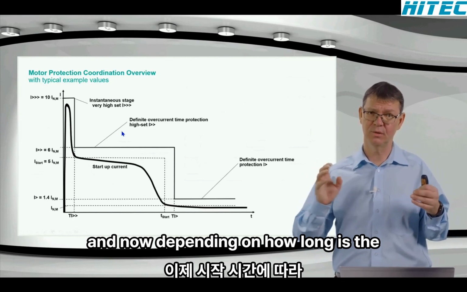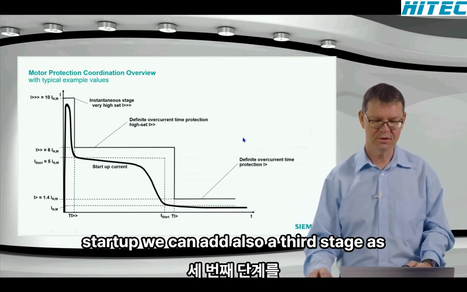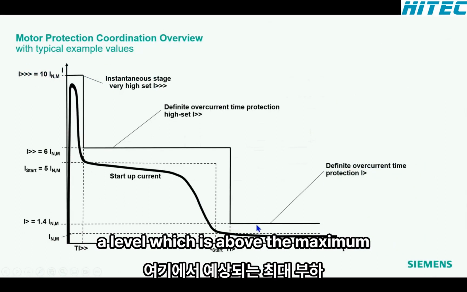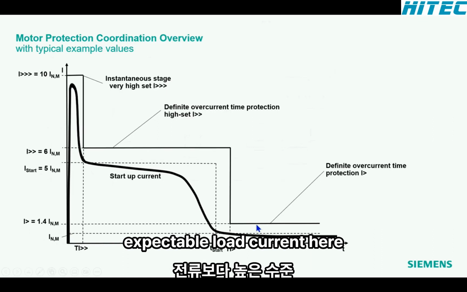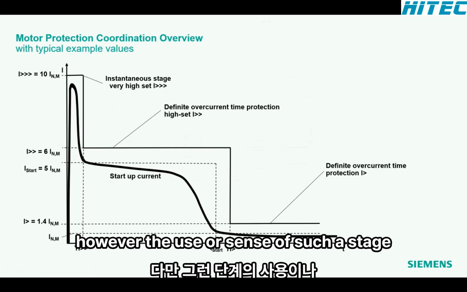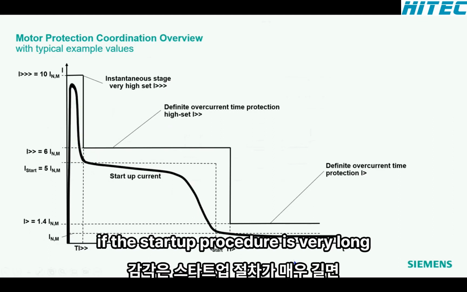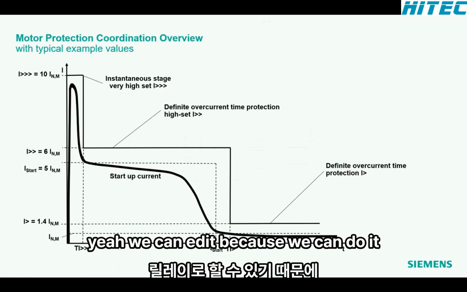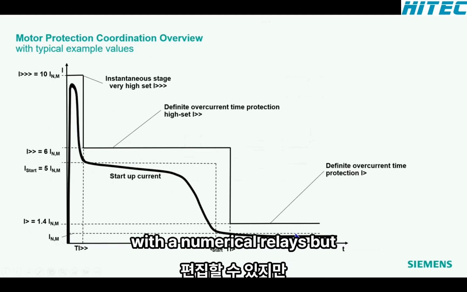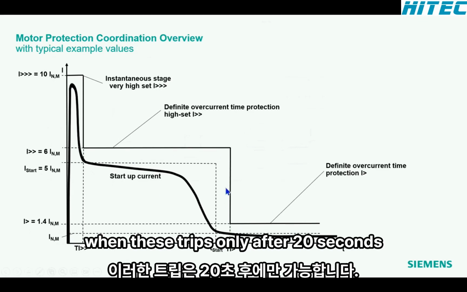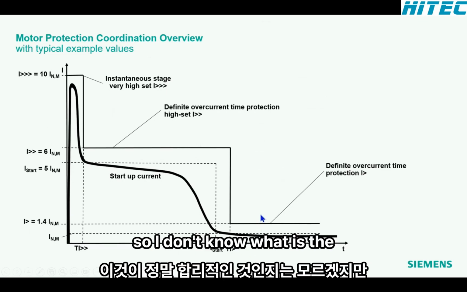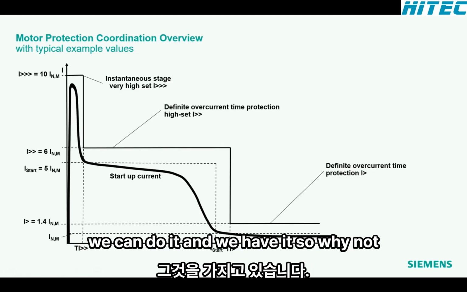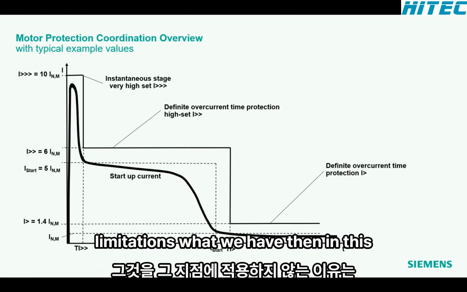And now, depending on how long the startup is, we can also add a third stage as a backup, which we can then bring down to a level which is above the maximum expectable load current. However, the use or sense of such a stage, if the startup procedure is very long, is rather limited. So it is a kind of backup, but we can add it because we can do it with numerical relays. When this trips only after 20 seconds, I don't know if this is really a reasonable thing, but we can do it and we have it. So why not apply it at that point with the limitations that we have?